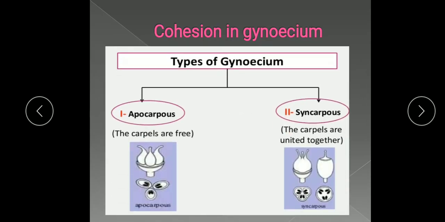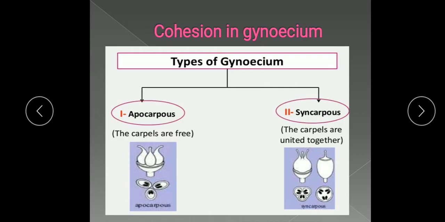Now we will study cohesion in the gynoecium. As you know, the gynoecium is made up of carpels, and in turn each carpel is made up of three parts, that is stigma, style and ovary. So we will study the cohesion of the carpels, that is the attachment of the carpels. A gynoecium may consist of one or more carpels. So let me see whether these carpels are fused or free.